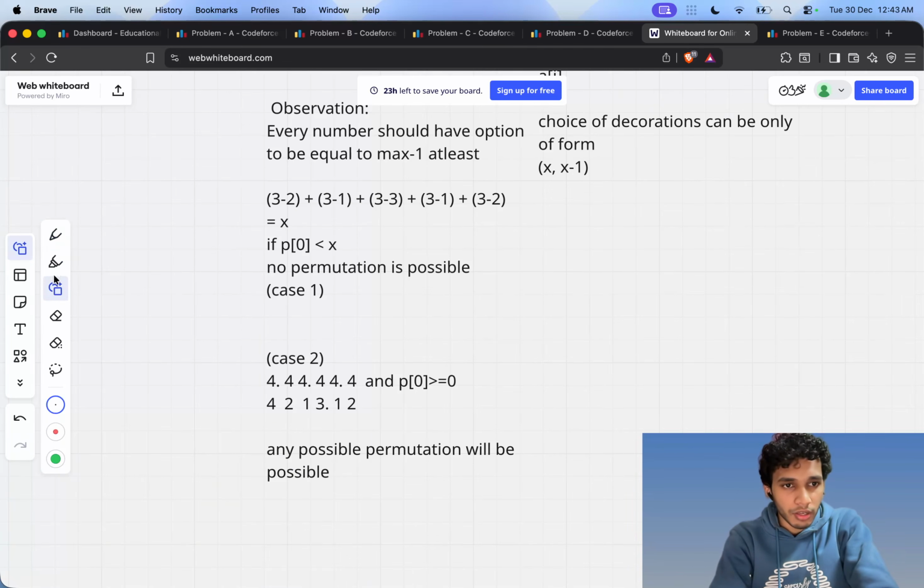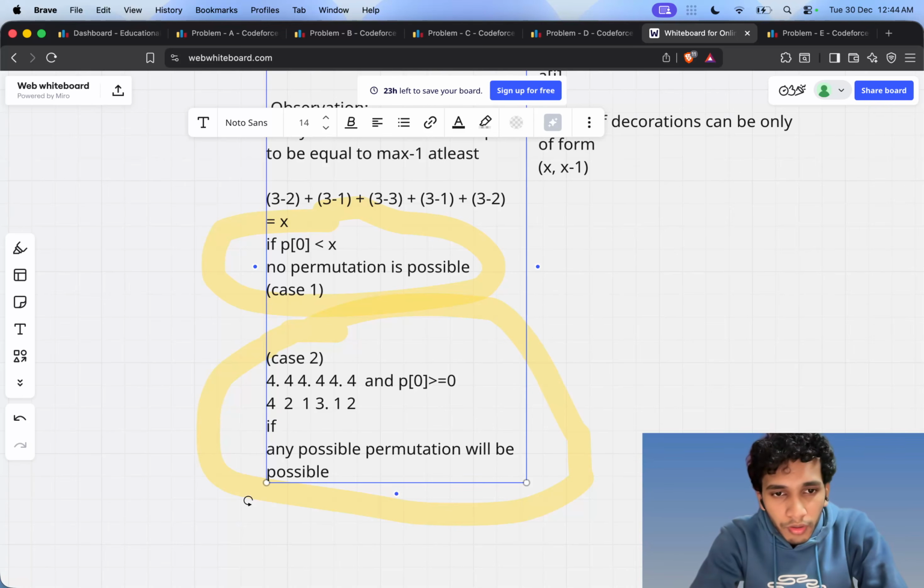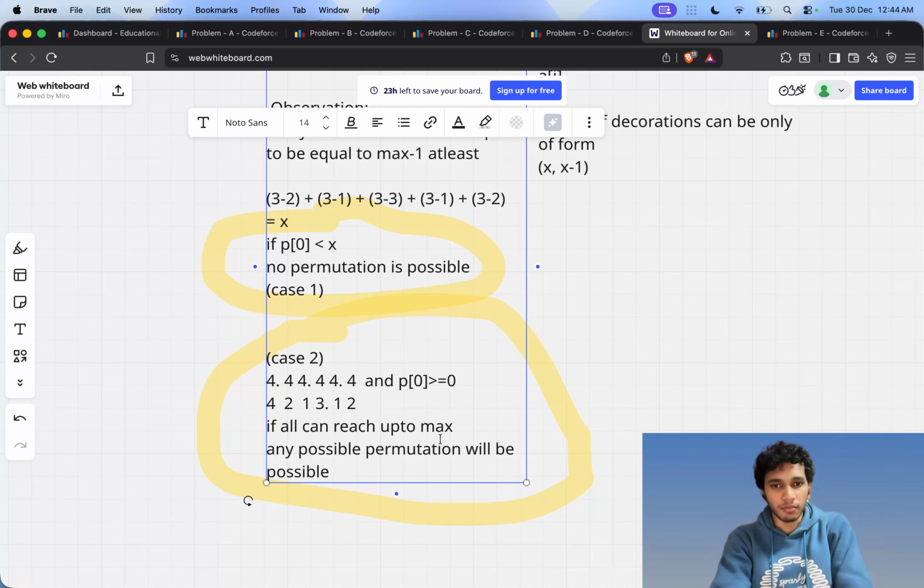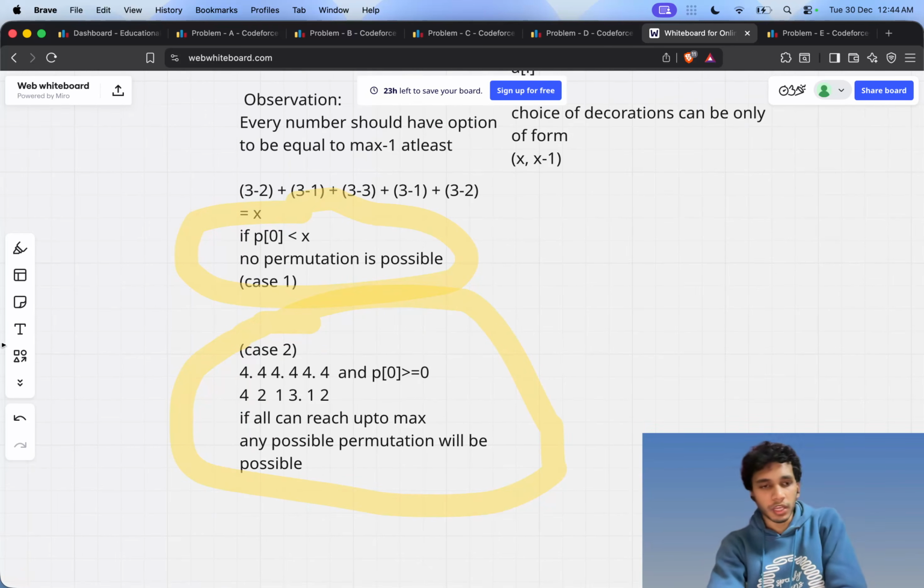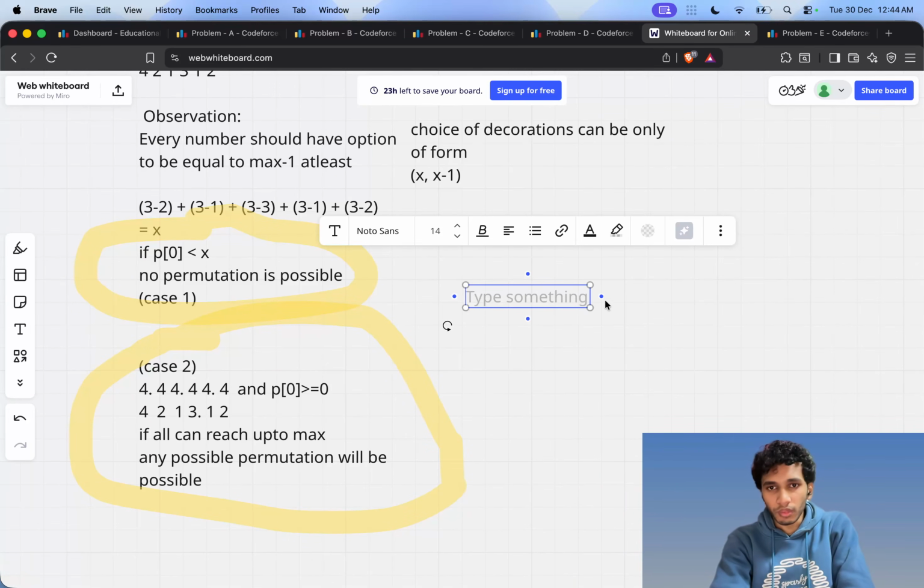Let's highlight all the cases we have so far. Let's write it down. If all can reach up to the maximum element, then any possible permutation will be possible. Now case 3.